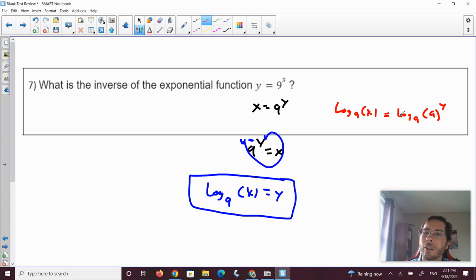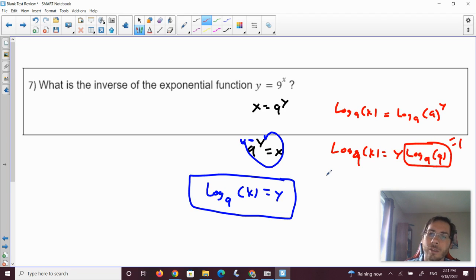Because remember, log base 9 of 9 is going to become 1. Log base 9 of x. But we need to use our property where our exponent can become a coefficient. Log 9 of 9, and then this is equal to 1. And so then you'll get to the same answer, log base 9 of x equals y. So you get the same thing. So you can do it either way, whatever you like better.